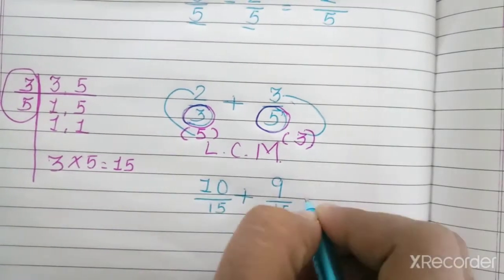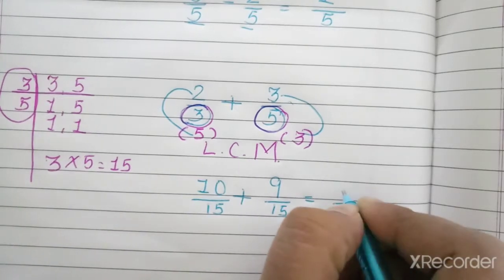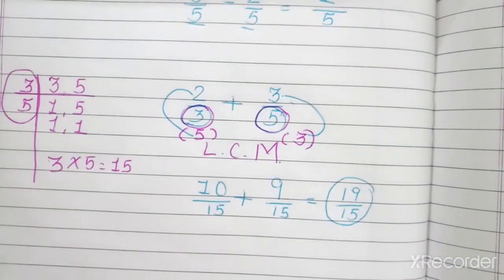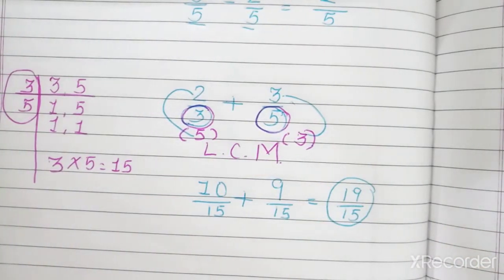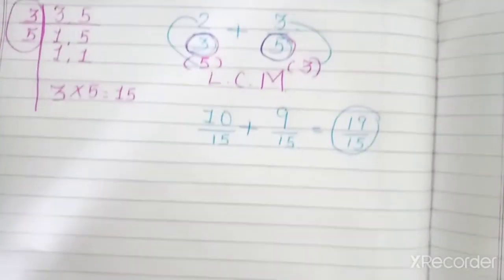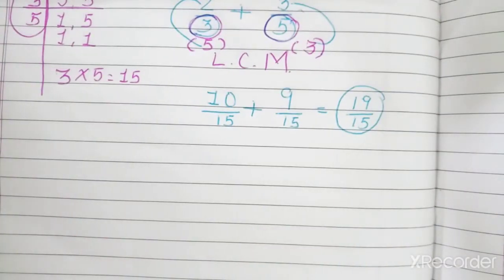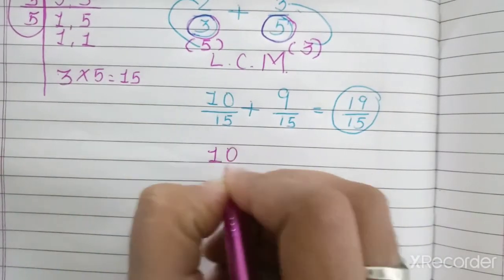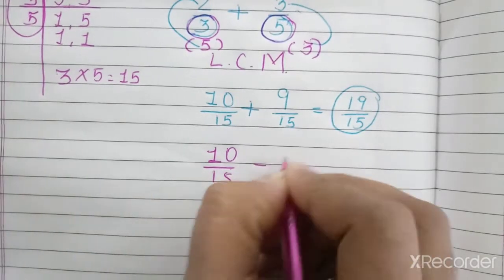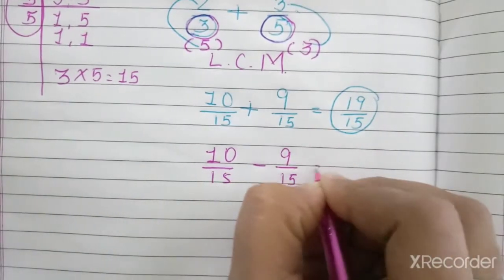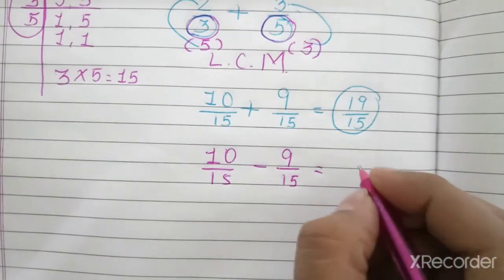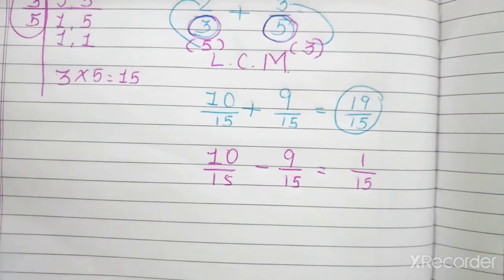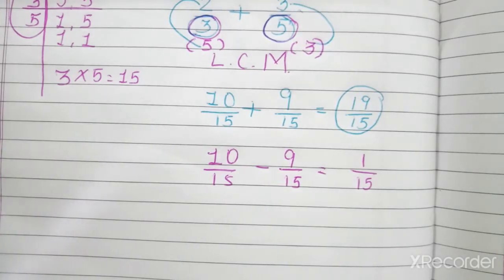Now add these numbers. 10 plus 9 is 19. So this is your answer. Addition is so easy. I hope you understand. Let's take the same numbers but subtract them: 10 by 15 minus 9 by 15. The answer is 1 by 15. Methods are the same in both addition and subtraction.